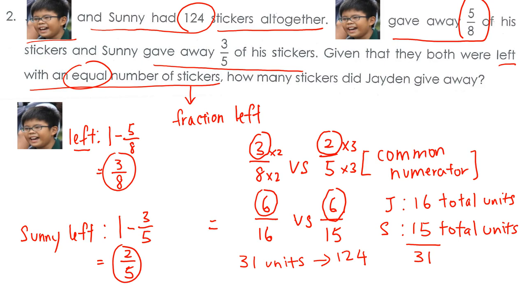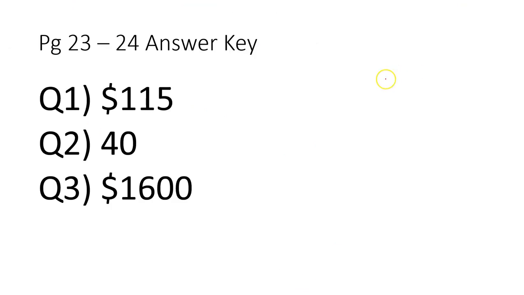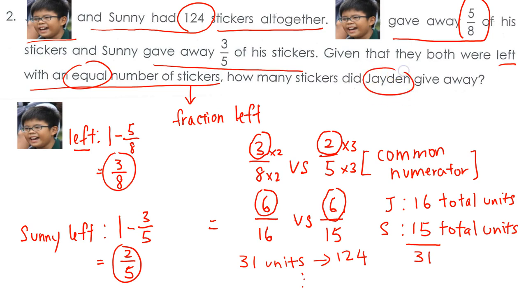Do you think you are able to work your way out to find how many stickers Jaden gave away? Jaden is left with 6 units. You look at this fraction here: Jaden is left with 6 units out of 16, which means that Jaden has given away 10 units. Do you think you are able to find how much 10 units is? That will be the number of stickers that Jaden has given away. So eventually you get to the answer with 10 units, which I would like you to work out for yourself.